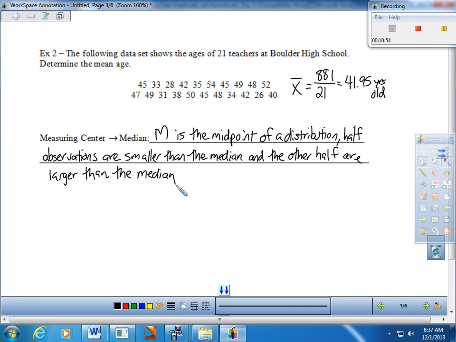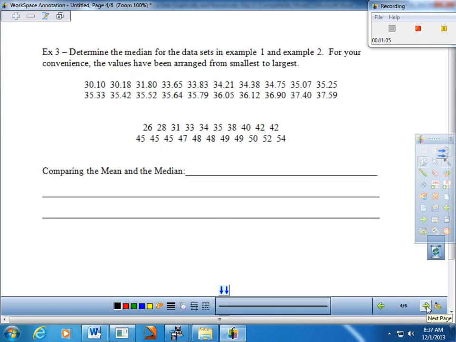All right, well, we're going to use the same two data sets here on the next piece, so let's go ahead and get that going. And so mean for the center, median also for the center. And so example 3, it says determine the median for the data sets in examples 1 and 2. So what I did is I took the biking times, put them here. Ages of the teachers at Boulder High School, put them here. And I am a very nice guy. For your convenience, the values have been arranged from smallest to largest.